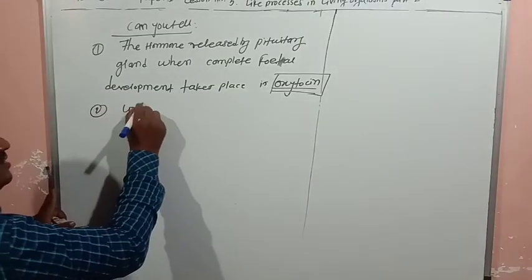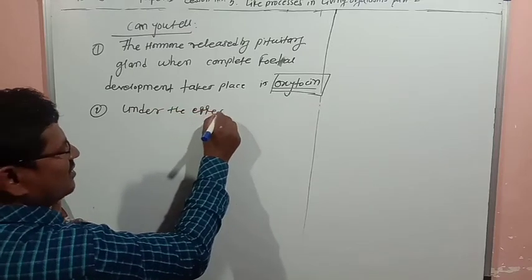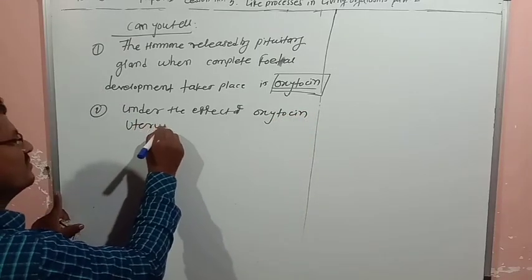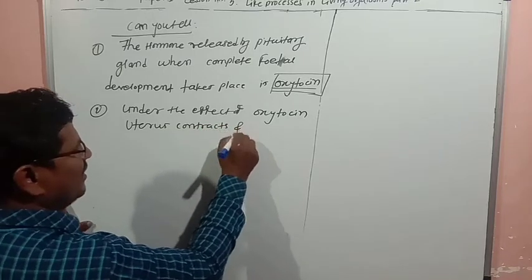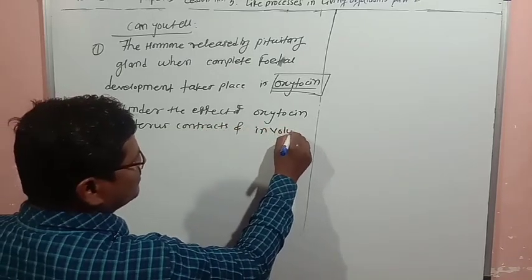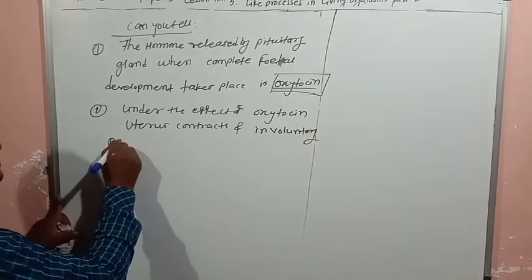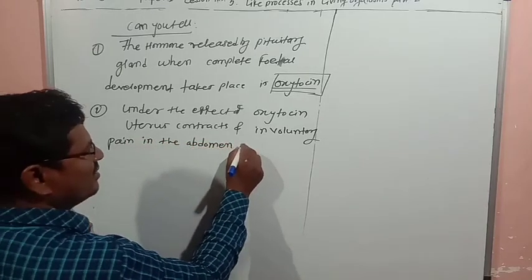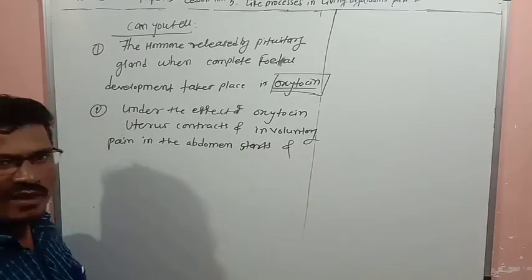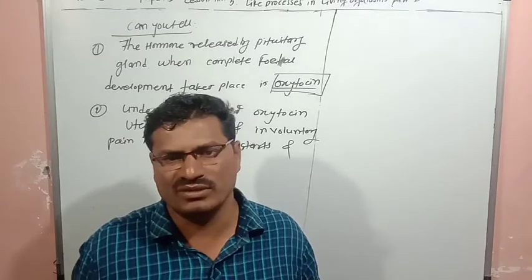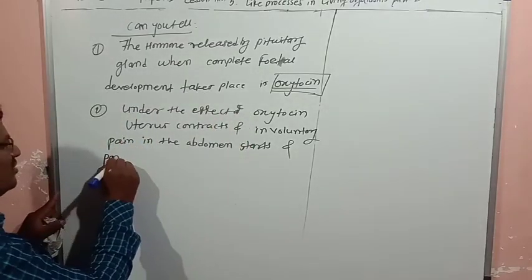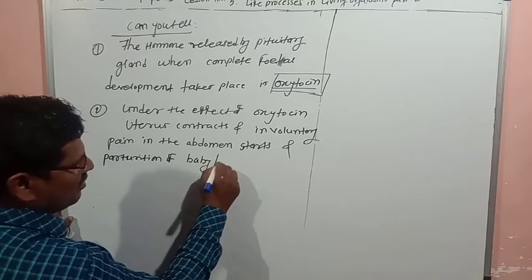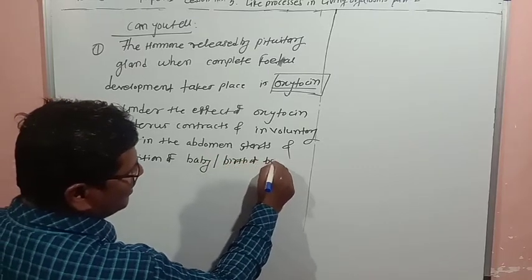Second one is there. Under the effect of oxytocin, uterus contracts and involuntary pain in the abdomen starts, and parturition of baby takes place, or birth of the baby takes place.